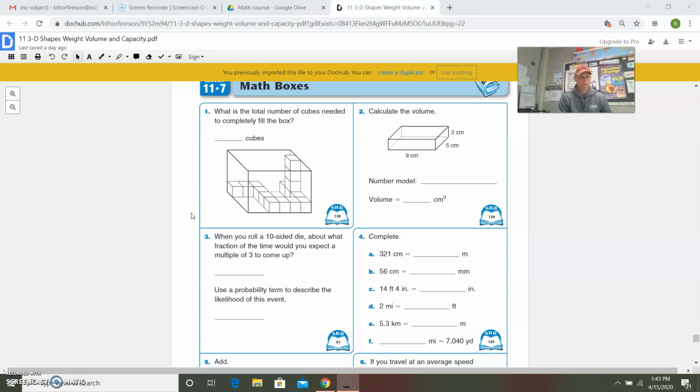Hey guys, all right, we're going to go through page 307. I did not have you do box 4, so we're not going to cover that one today. Working with volume here, in these first two.